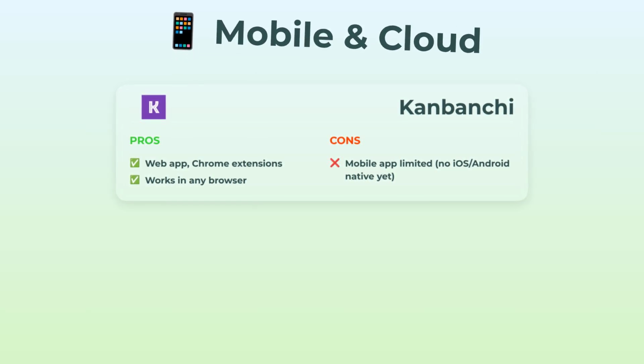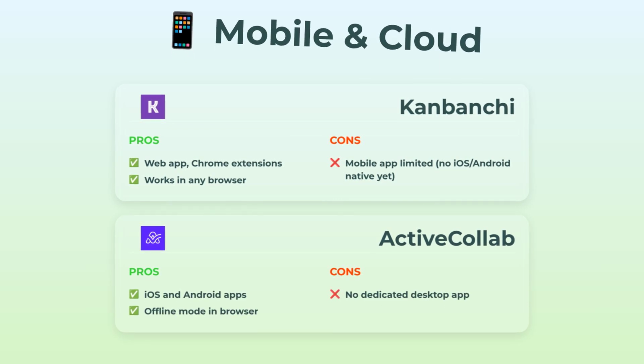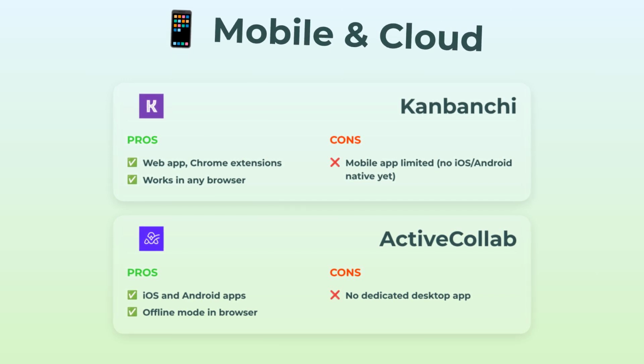ActiveCollab, on the other hand, gives you proper iOS and Android apps, plus you can work offline from your browser, which is actually super nice. No desktop app though. So honestly, this one's a tie. There's trade-offs on both sides.